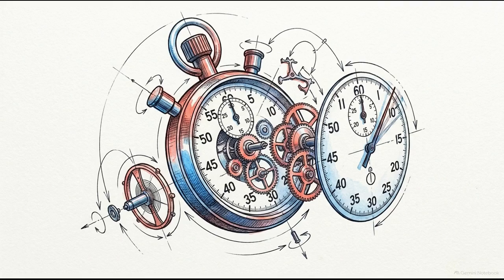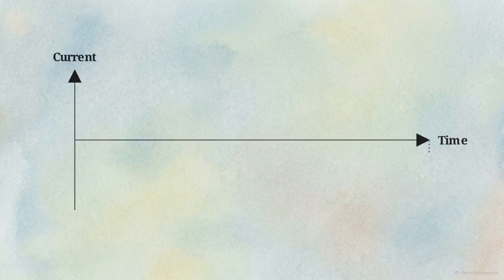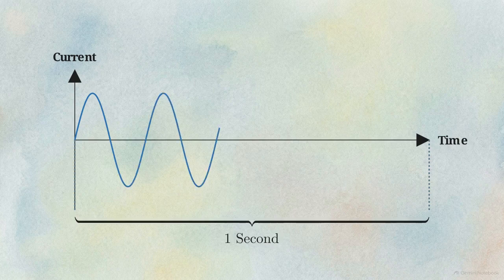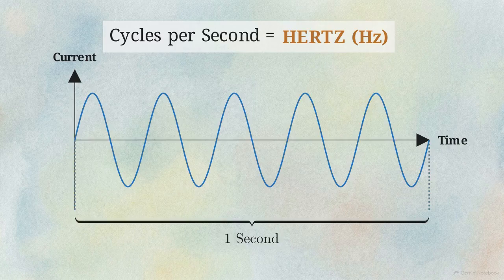The formal technical term for the speed of this wave is frequency. Frequency is defined as the total number of these complete cycles that occur in exactly 1 second. We measure this rate using a standard unit called the Hertz. This frequency is strictly regulated on a national level to ensure equipment operates safely and reliably across the grid.